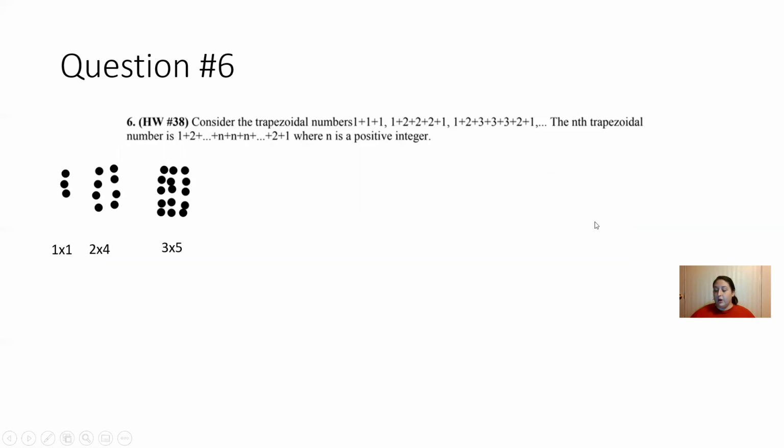So now we are on to question 6, and it says, consider the trapezoidal numbers, 1 plus 1 plus 1, then 1 plus 2 plus 2 plus 2 plus 1, 1 plus 2 plus 3 plus 3 plus 3 plus 2 plus 1. The nth trapezoidal number is 1 plus 2 plus ... plus n plus n plus n plus ... plus 2 plus 1, where n is a positive integer.